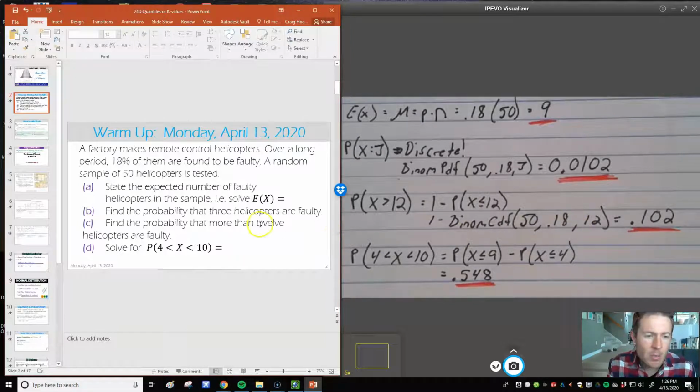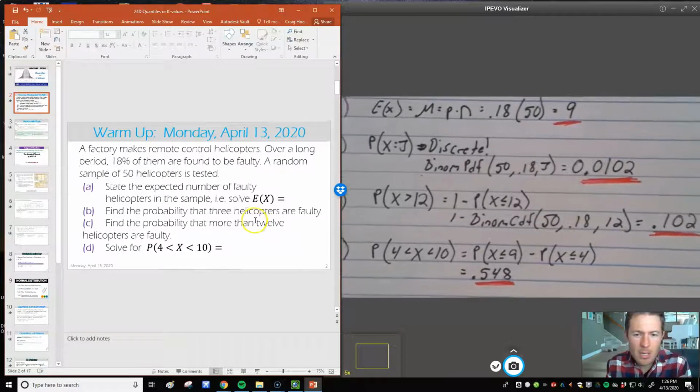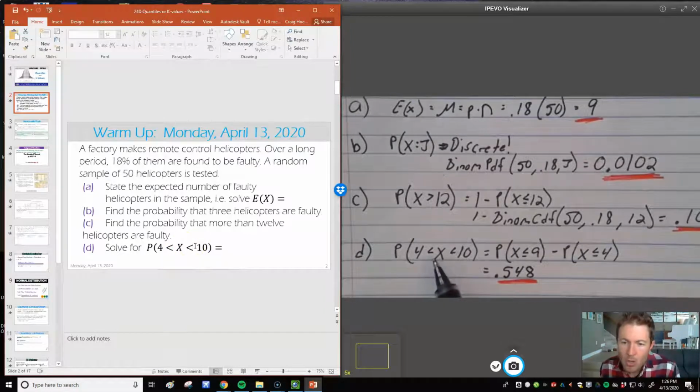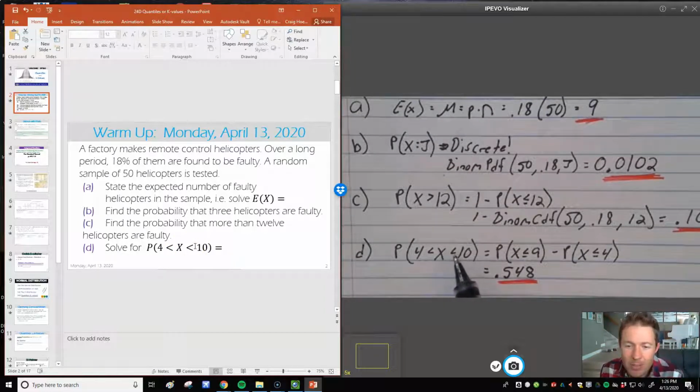Okay, next one. Solve for the probability of X being between 4 and 10. Now remember, this being a discrete variable, it can't equal exactly 4, it can't equal exactly 10. So let's look at this. First off, since I can't equal 10 and want to be less than 10, I actually have to build it as less than or equal to 9. Remember, your CDF function was just built with less than or equal to in it.